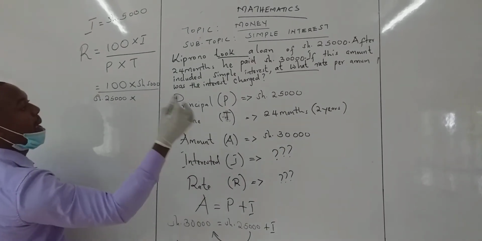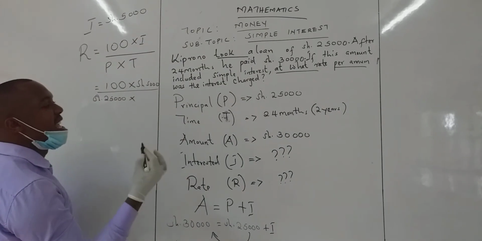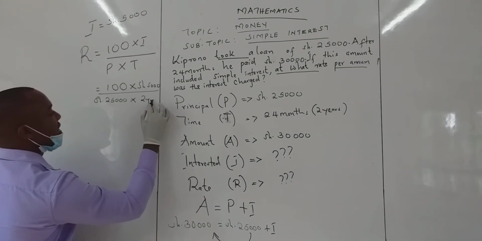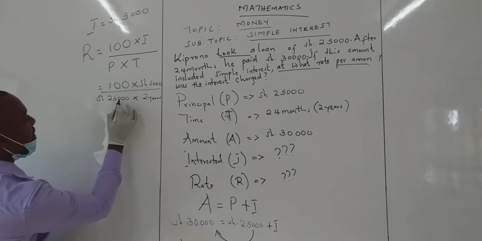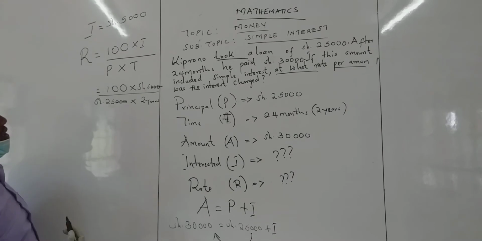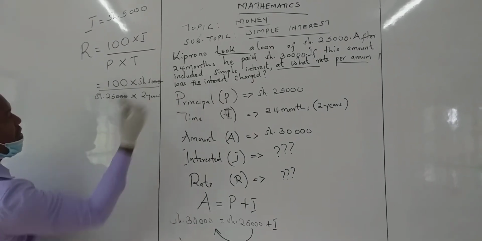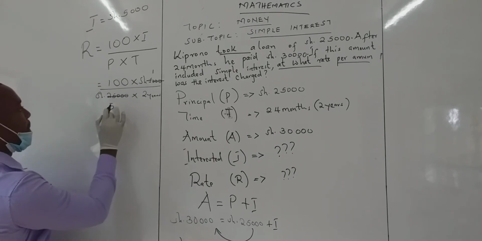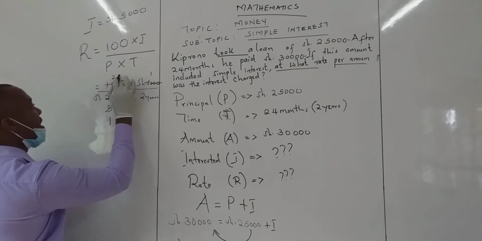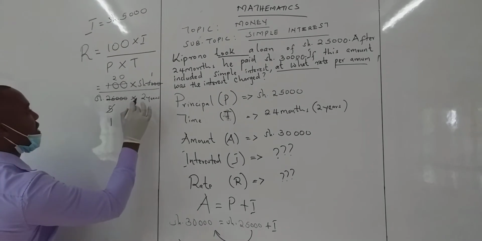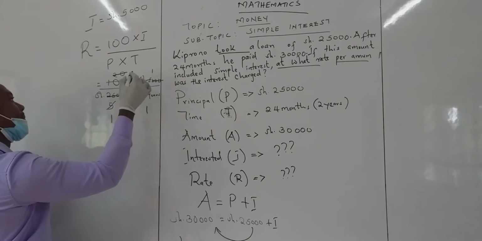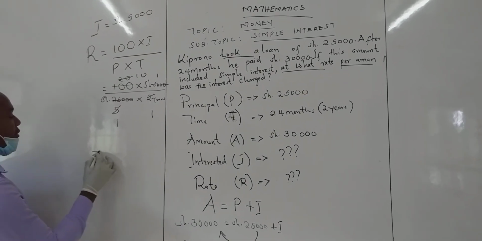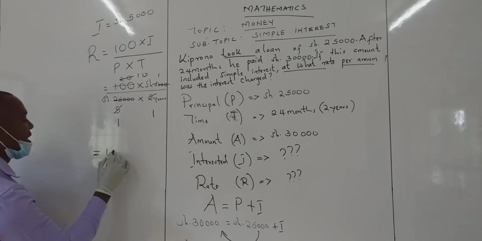But because we're talking about per annum, we're talking about yearly. Now we have to change 24 months into years. So 24 months into years is 2 years. Now you can simplify. The 3 zeros will simplify with the 3 zeros there. And then by 5, 1. By 5 in 100 is 20. And then continue simplifying. By 2, 1. By 2, 10. Now our rate, as I told you, is in the form of a percentage. Now the rate is 10%.